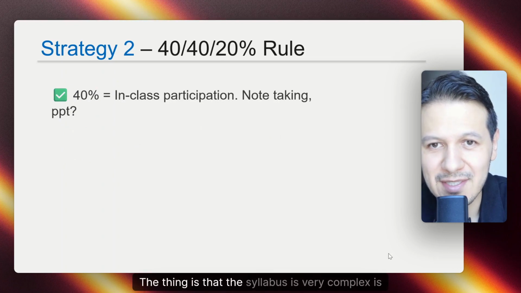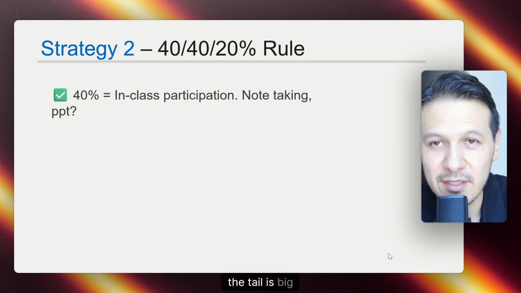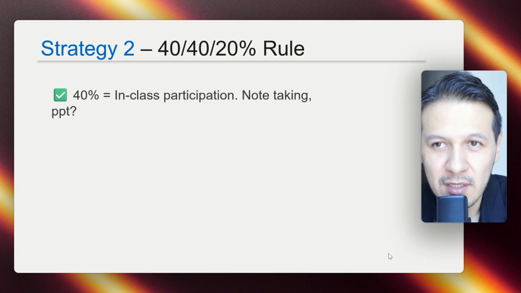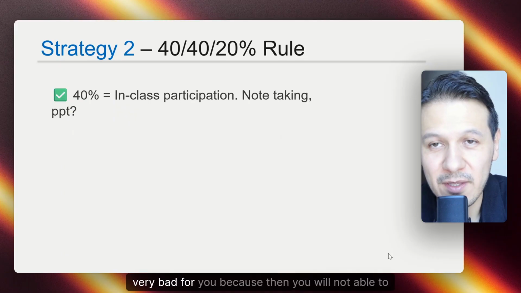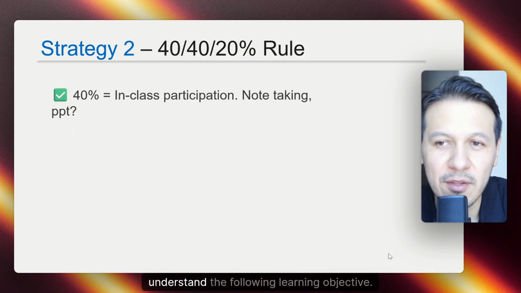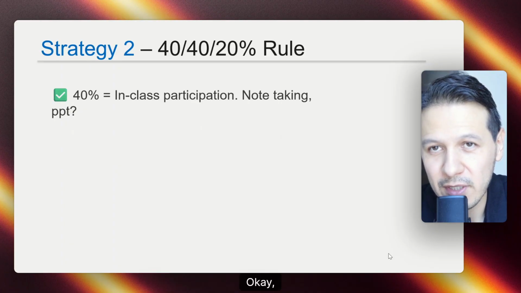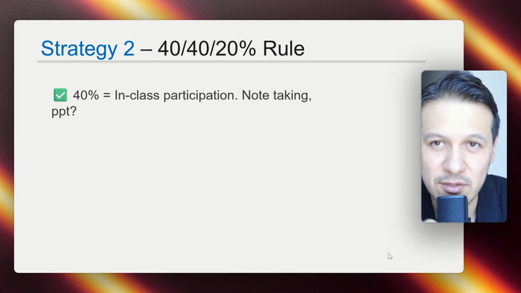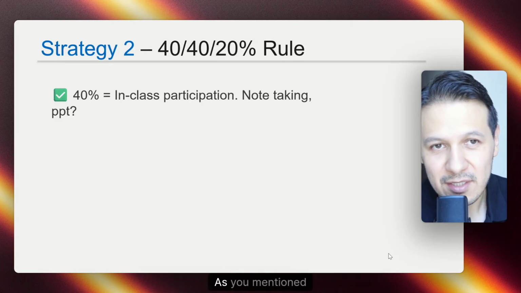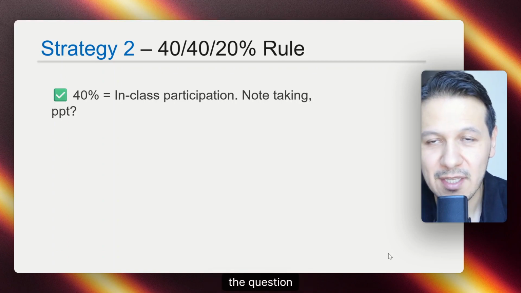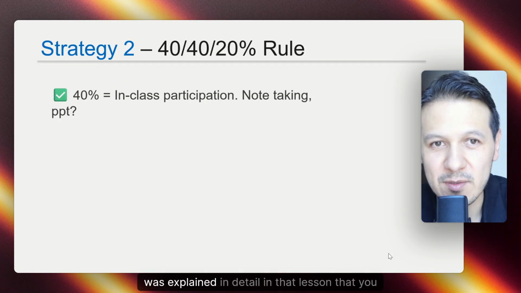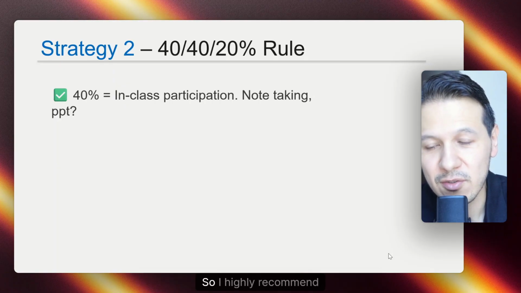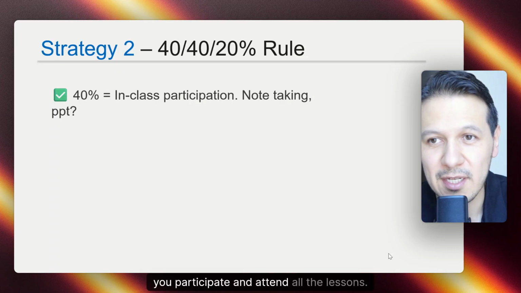Why? The syllabus is very complex, detailed, and big, and if you miss one lesson, you can miss one learning objective. Missing one learning objective could be very bad for you because then you will not be able to understand the following learning objective. Sometimes a student tells me he couldn't attend that lesson, and I say yes, in fact, the question that is in the paper was explained in detail in that lesson that you didn't attend. So I highly recommend you participate and attend all the lessons.